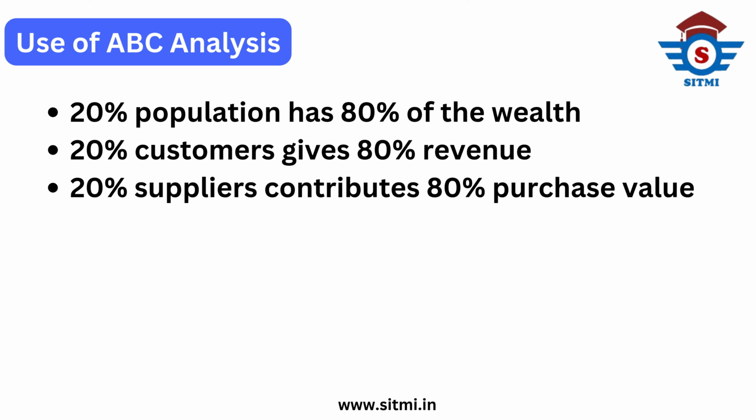So ABC analysis simply quotes that 20% of the entire population. To relate ABC analysis to a general example, it says that 20% of the entire population has 80% of the wealth, or 20% of the customers give 80% of the revenue, or 20% of your suppliers contribute to 80% of your purchase value. That's how the ABC classification is, which simply says that you have to focus on a limited number of inventory items to generate a high number of benefits in terms of value or in terms of control.